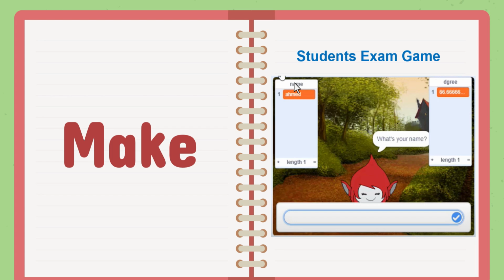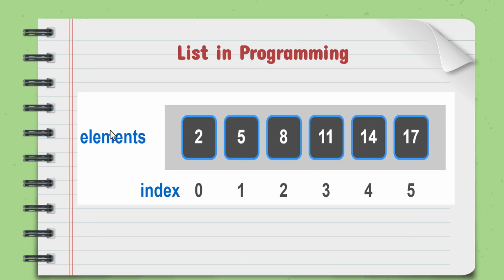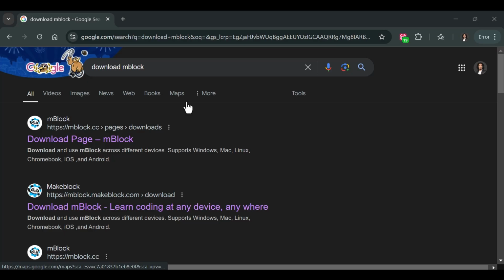Let's go. We will have two lists. The first list is the names of the students, and the second list is the degrees of the students. Before we continue making the game, let's see how to download the IDE that we will make the game inside.